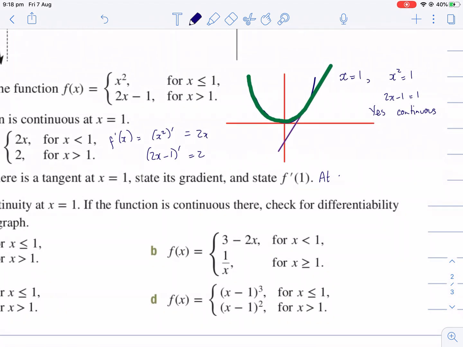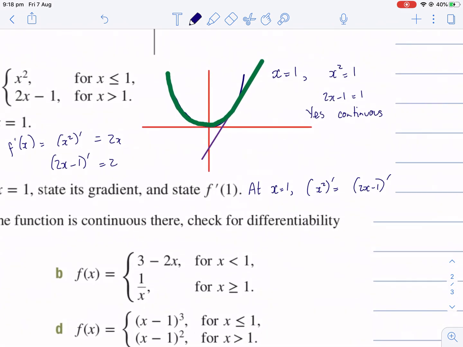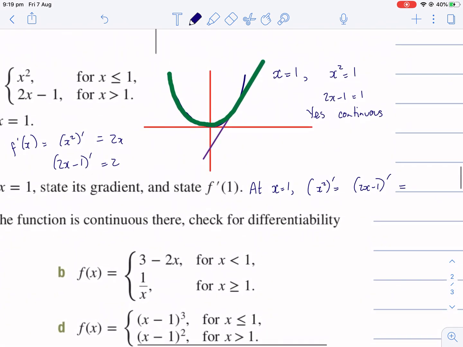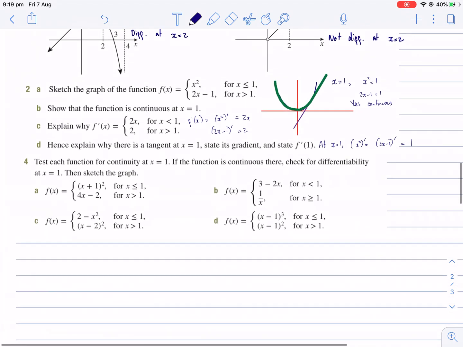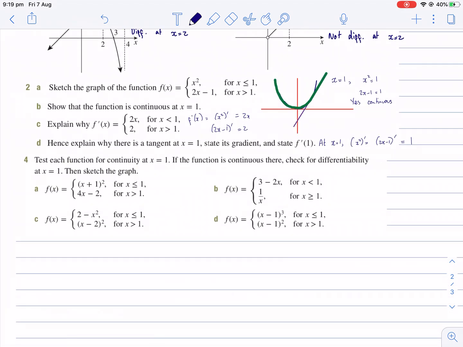So at x equals 1, f dash of x squared came out the same as f dash of 2x take 1. Mathematically, I've written that incorrectly. The derivative of that equals the derivative of that, which came out as just 1. So that's why there is a tangent, because the gradients were exactly the same.